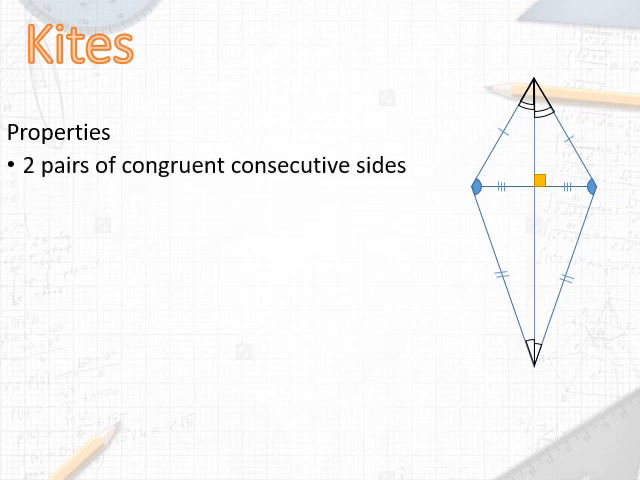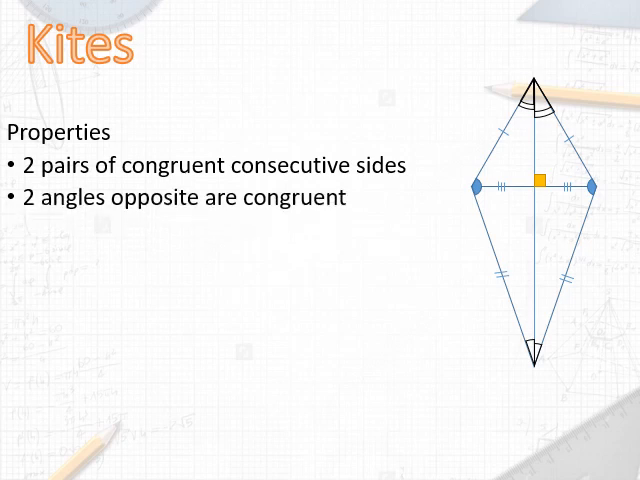In terms of properties, we've got 2 pairs of congruent consecutive sides. Another way to say that would be congruent adjacent sides. So as opposed to opposite sides being equal, which we saw in most of our shapes so far, we're now talking about adjacent or consecutive sides being congruent.